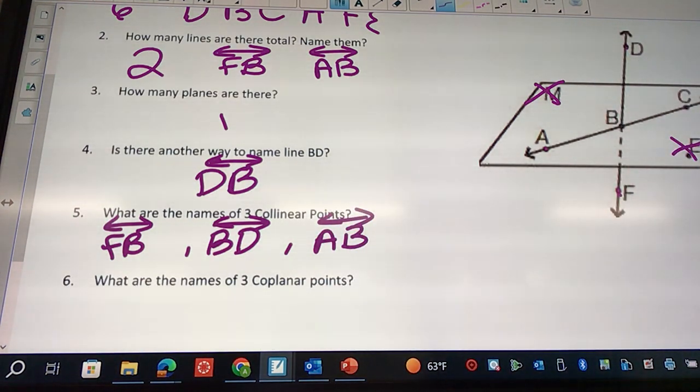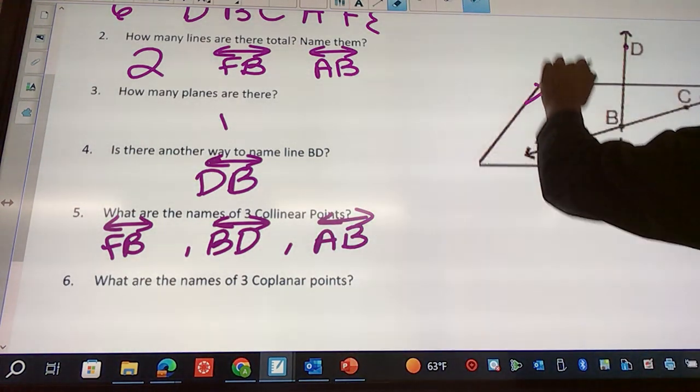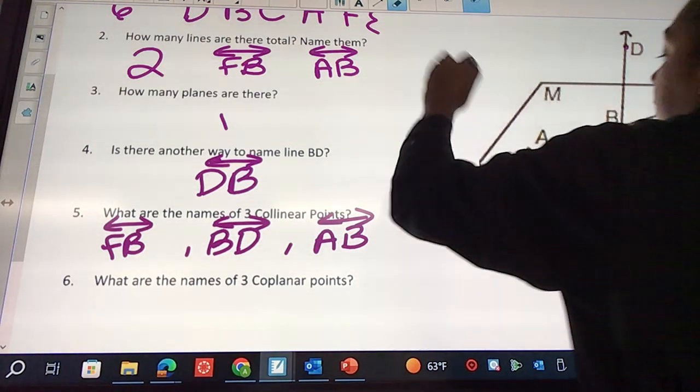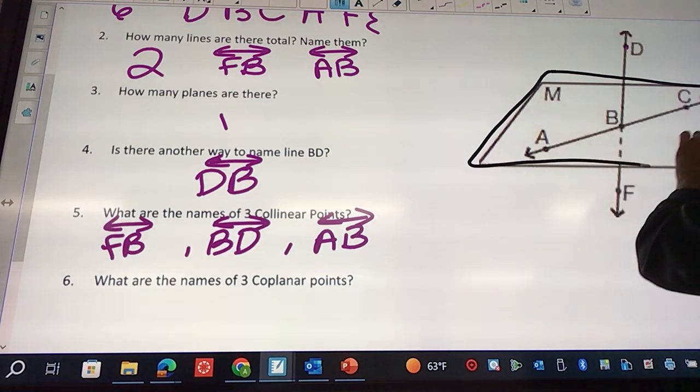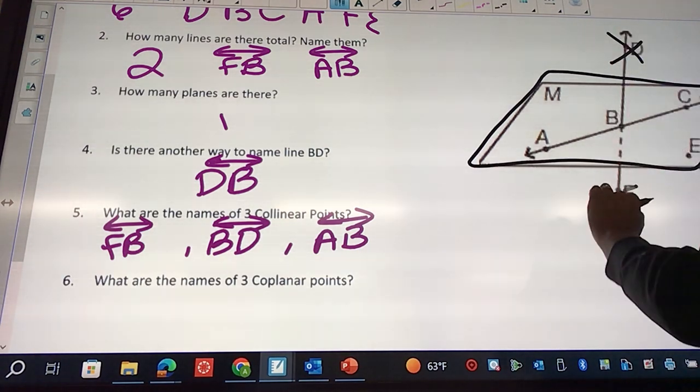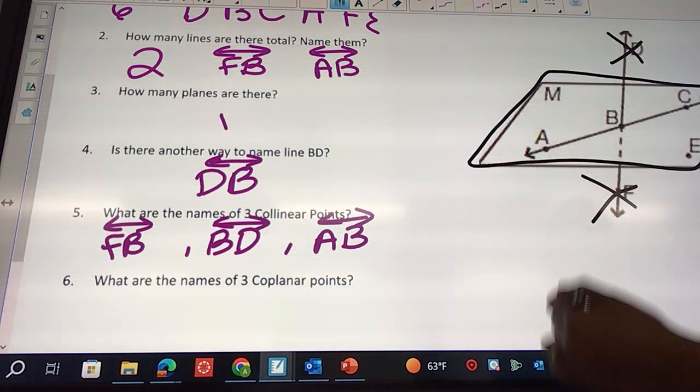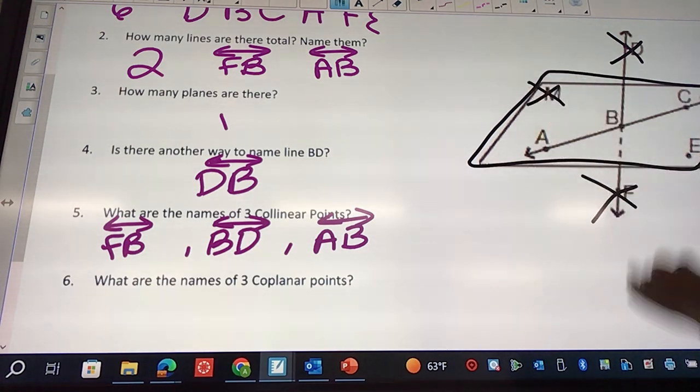Okay, 3 coplanar points. Okay, so coplanar means on the same plane. So even to be on the plane, it has to be in the box. Okay, so this one does not count and that one does not count. And it also has to have a point. So this one does not count.